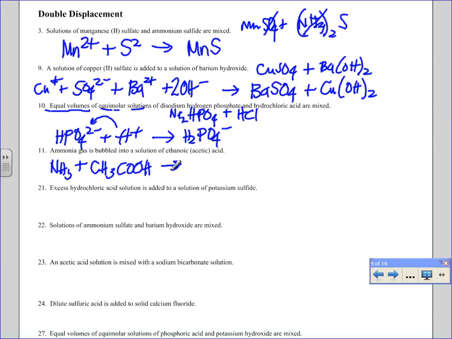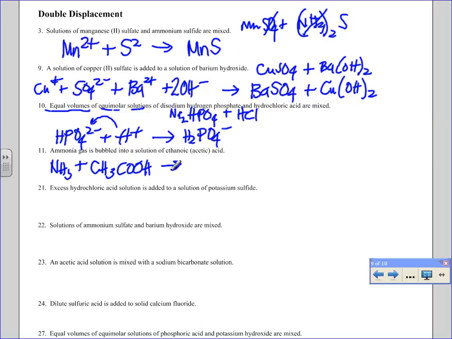CH3COOH. Now, if you look back at your notes, you'll be reminded that the only things that we dissociate or break up into their ions are strong acids and bases and soluble salts. So in this case, because the acetic acid is a weak acid, we're going to keep it in its molecular form in this equation.